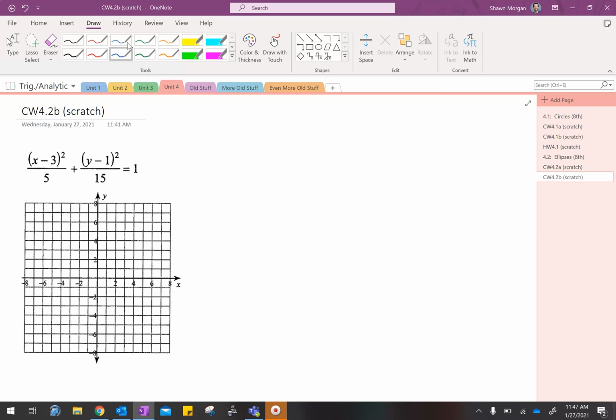First thing I notice is that the bigger denominator is under the y variable, so I know this one's going to be a vertical ellipse. Okay, it's going to be up and down.